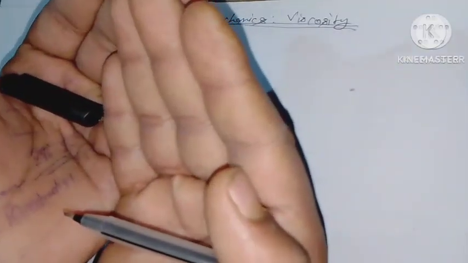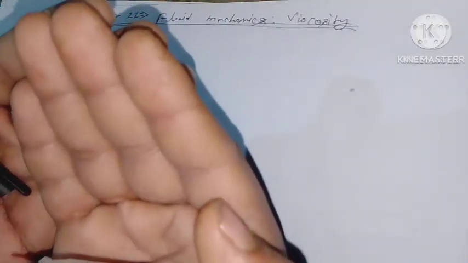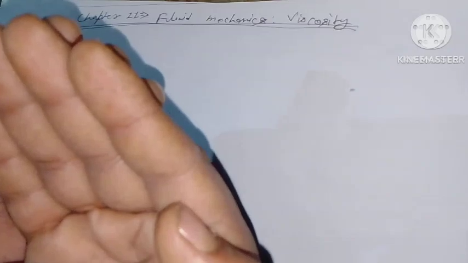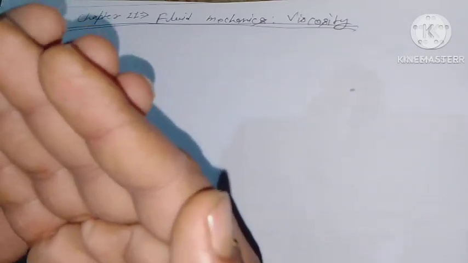A faster moving layer tries to accelerate the slower moving layer. At the same time, the slower moving layer tries to retard the faster moving layer. This results in a frictional force, the viscous force between any two adjacent layers in relative motion. This property of the fluid, by virtue of which it opposes the relative motion between adjacent layers, is known as viscosity.